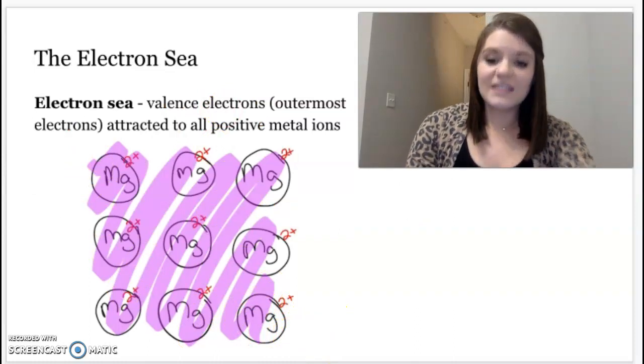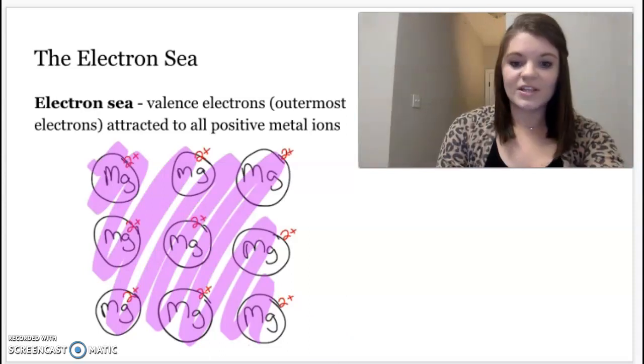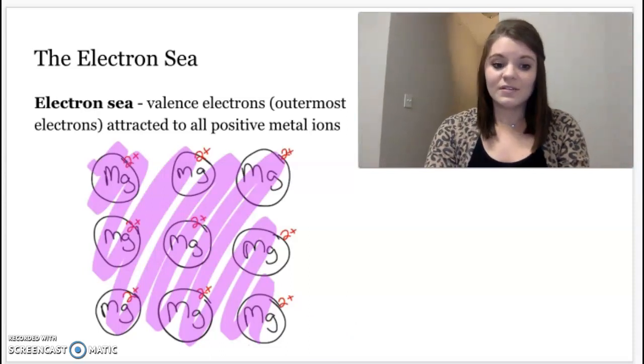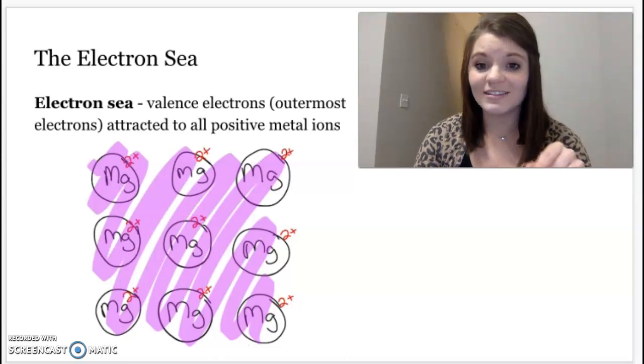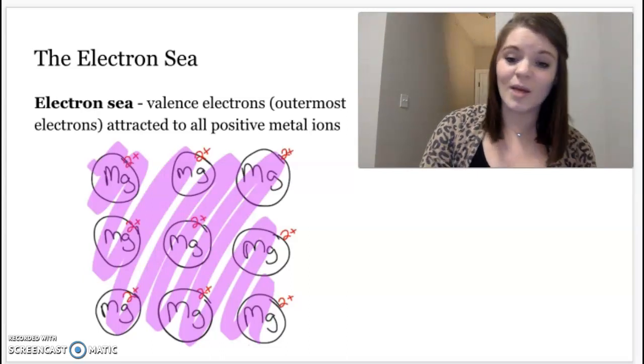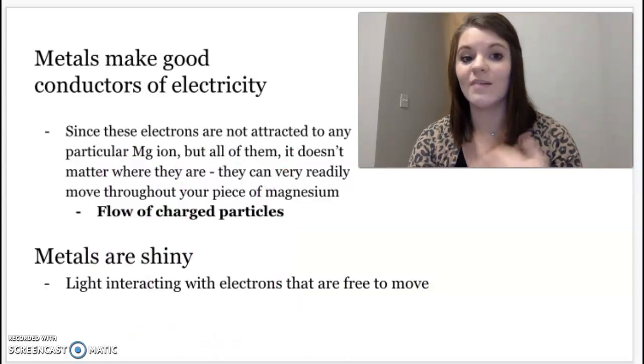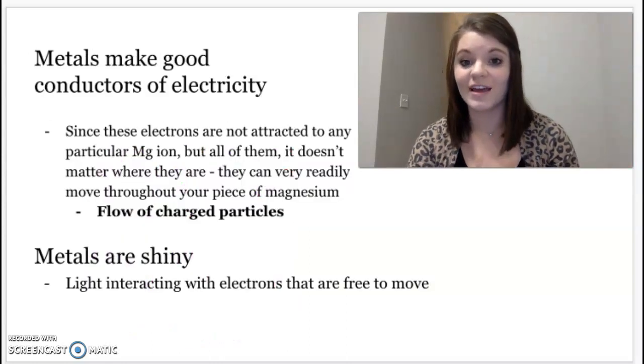So let's think back to the beginning of this video when we talked about the properties of metals. This electron sea actually leads to the properties that we see in metals. For example, we know that metals make good conductors of electricity. We saw this firsthand in lab.